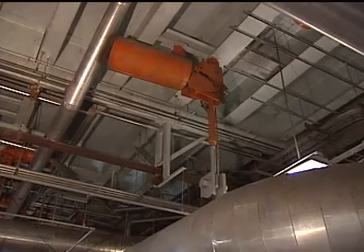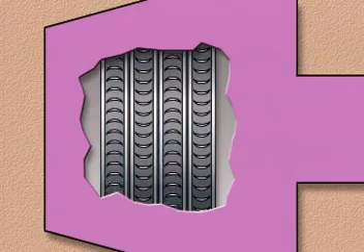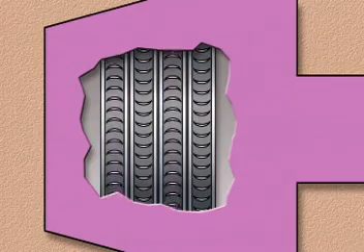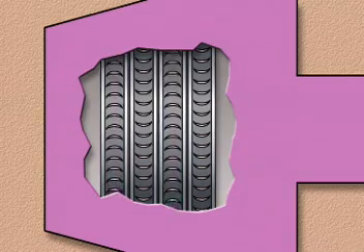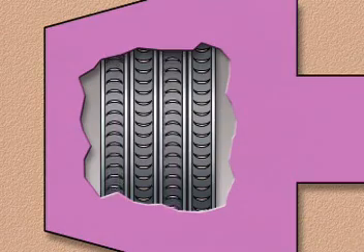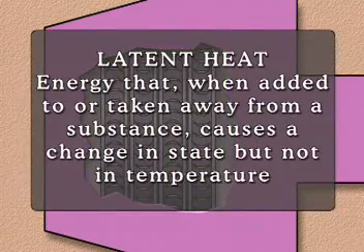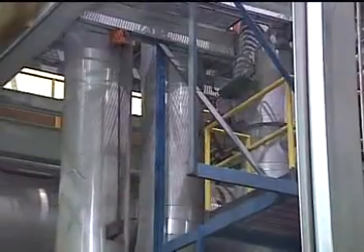A large amount of the energy in the steam that's produced in a power plant is used to rotate the blades mounted on a turbine shaft. However, even after this is done, there's still a considerable amount of energy remaining in the steam. This energy is called latent heat. Simply put, latent heat is energy that when added to or taken away from a substance causes a change in state, but not in temperature.